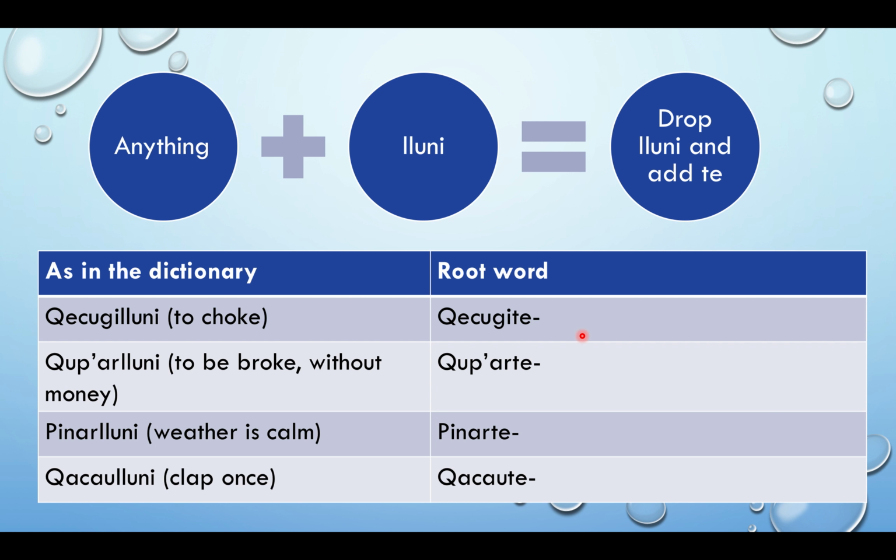kuchuhiluni, kuchuhite is the root word. Kupachluni, and the root word's kupachte. And pinachluni, pinachte, kacholuni, kachote. So again, all we do is drop the lluni in its entirety, all of the L's and everything, and then add te to the end.